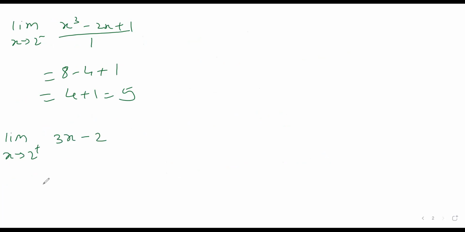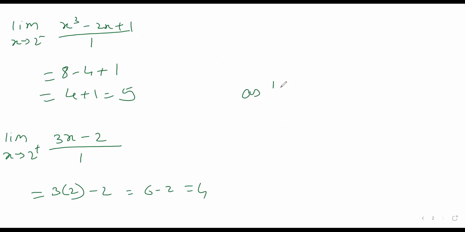(3x minus 2). Now if I put x is equals to 2, denominator is not becoming 0. 3 into 2 minus 2, 6 minus 2, your answer is 4. हे दोनच match होत नाही आहेत.